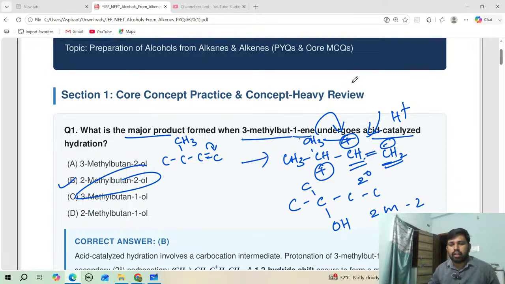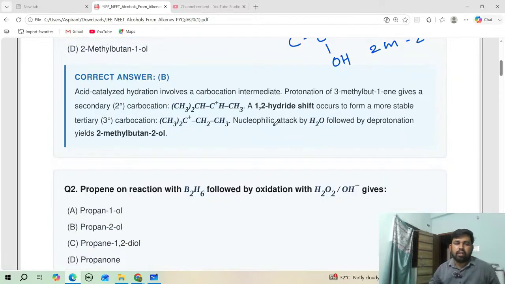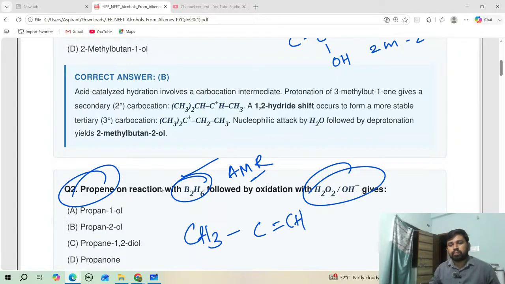Second option is correct answer. Okay, so next they have given propene reacting with B2H6. You know very well, we just discussed it follows the anti-Markovnikov rule in the presence of H2O2. So propene is CH3-CH=CH2. Now propene reacts with B2H6.